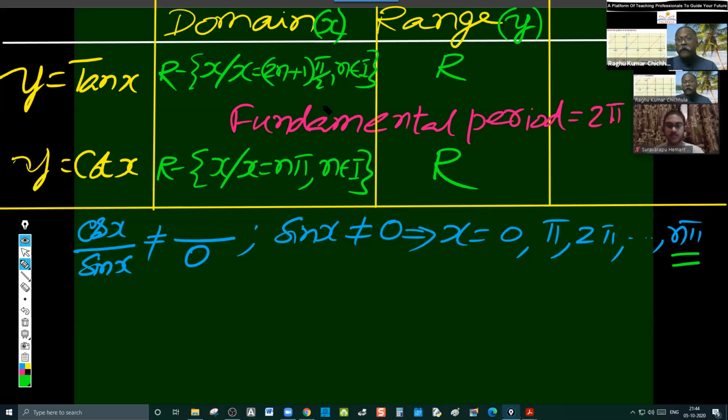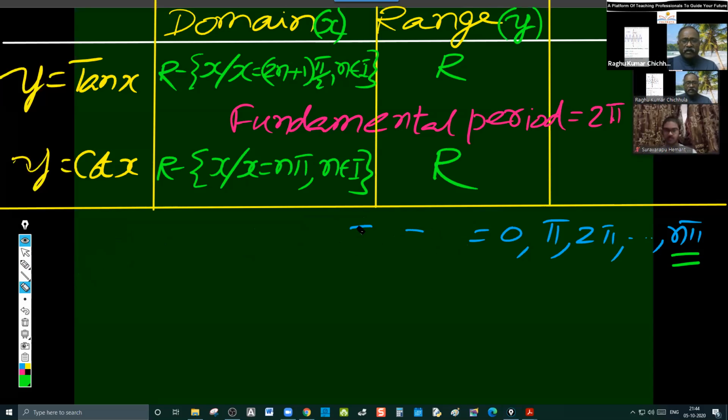And there is a break here in the domain. That means the x-axis will contain breaks in the graph, unlike sin x and cos x. So that's the reason why this graph is not continuous for the set of real numbers, and hence you have to show the breaks in the graph. Let us see how it will be.